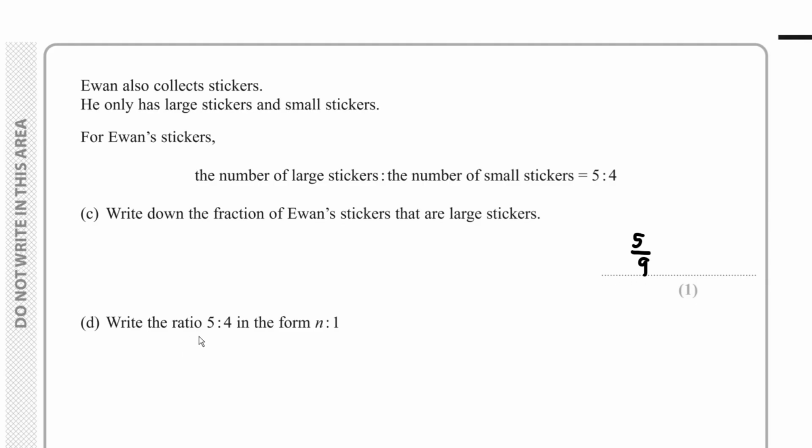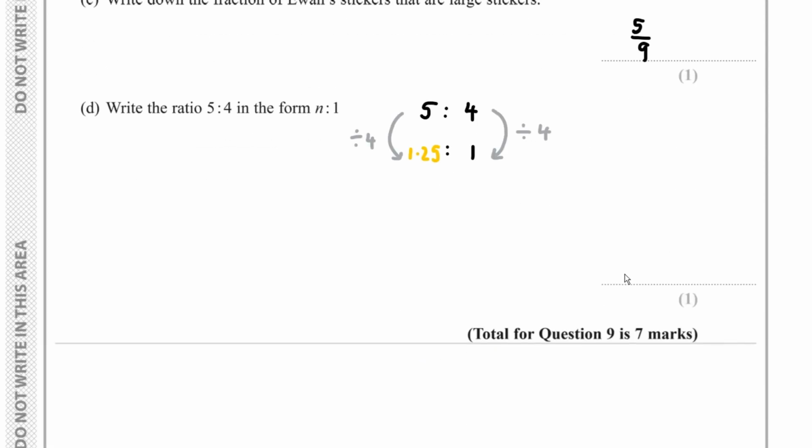Part D. Write the ratio 5 to 4 in the form n to 1. So we have 5 to 4. We want to write this in the form n to 1. To go from the 4 to the 1, I have to divide by 4. So I also have to divide the 5 by 4. And doing so, we get 1.25. So we have 1.25 to 1.